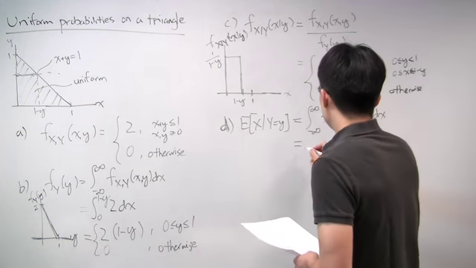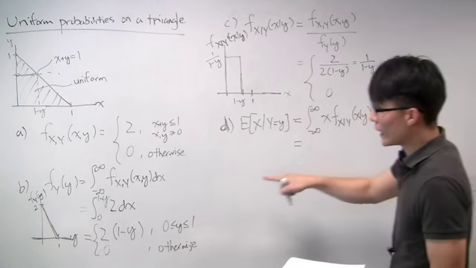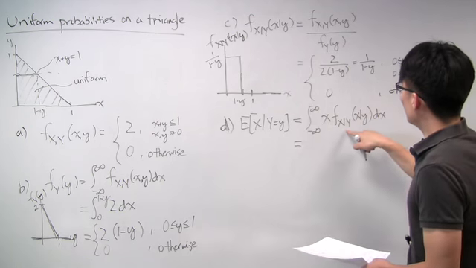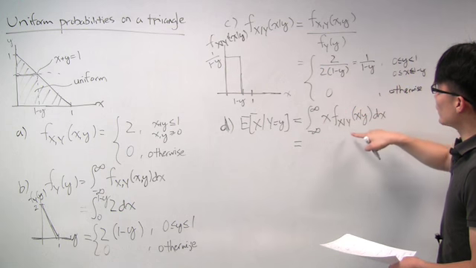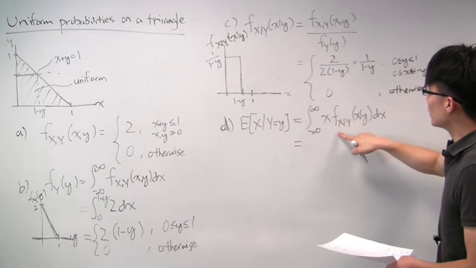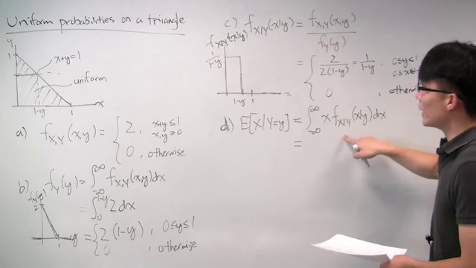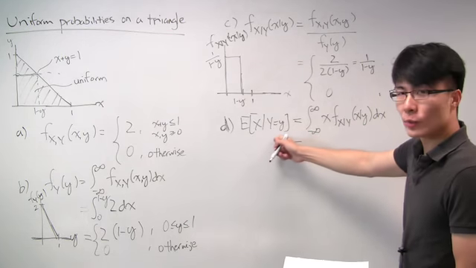All right. And fortunately, we know what this conditional PDF is because we calculated it earlier in part C. And we know that it's 1 over 1 minus y. But again, we have to be careful because this formula, 1 over 1 minus y, is only valid for certain cases. So let's think about this first. Let's think about some extreme cases.